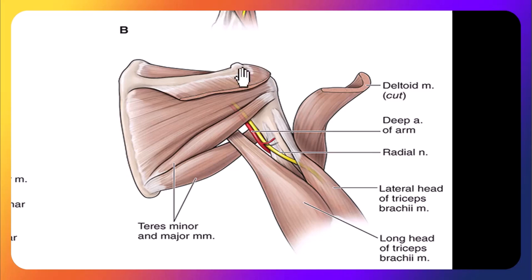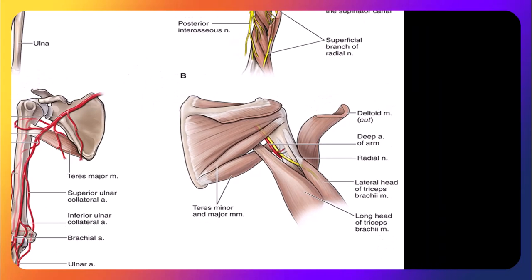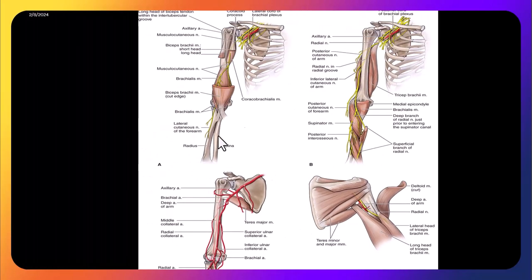You can see here, if we're zoomed in at our shoulder region, the deep artery, so that's the deep brachial artery of the arm, as well as the radial nerve, run really close to one another. This is one of the spaces where it is actually superficial. So you can have impingement common in this area that can result in radial nerve pain, or pain down the back of the arm and into the posterior aspect of the forearm.